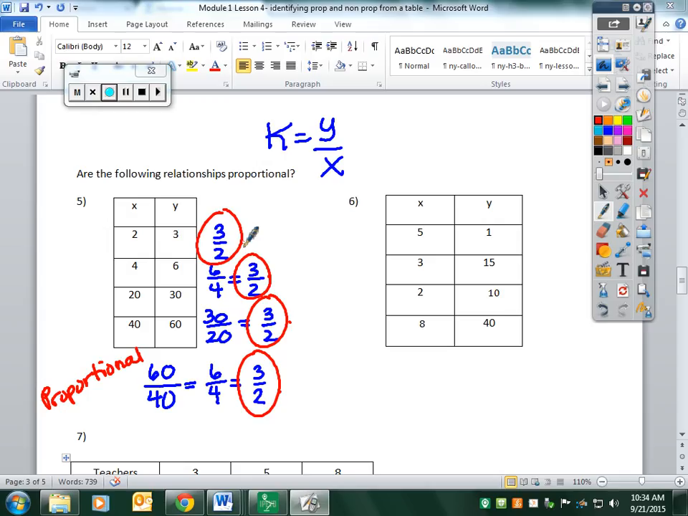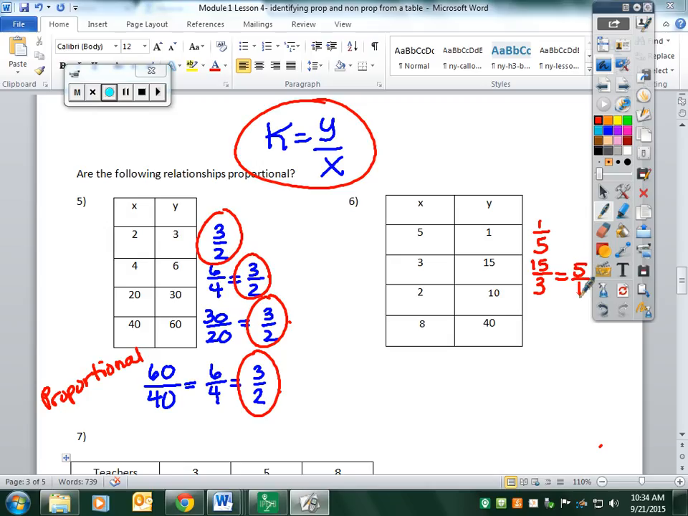Let's take a look at number 6, where my table looks very similar, but I have some different values here. Again, my process is the same. I still want to look for that k equals y over x to see if this is a proportional relationship. When I start dividing my y over x, this is a fraction here. I don't want you to change this to a decimal. I want you to keep it as a fraction of 1/5, or a ratio of 1 to 5. When I divide y over x for my second row, however, I get 15 divided by 3. 15 divided by 3 is 5 over 1.